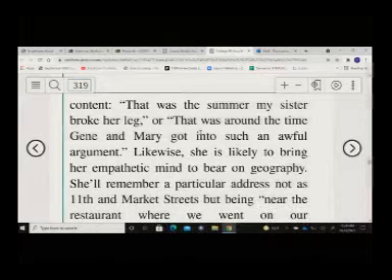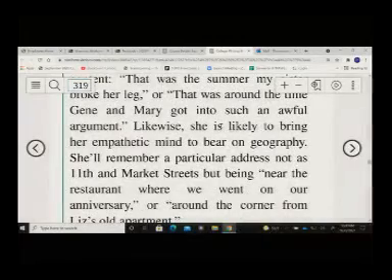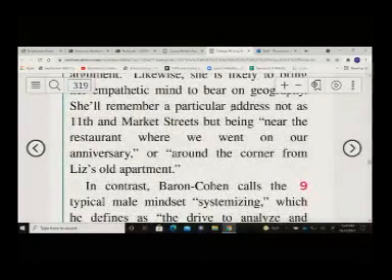She'll remember a particular address, not as 11th and Market Streets, but as being near the restaurant where we went on our anniversary, or around the corner from Liz's old apartment.